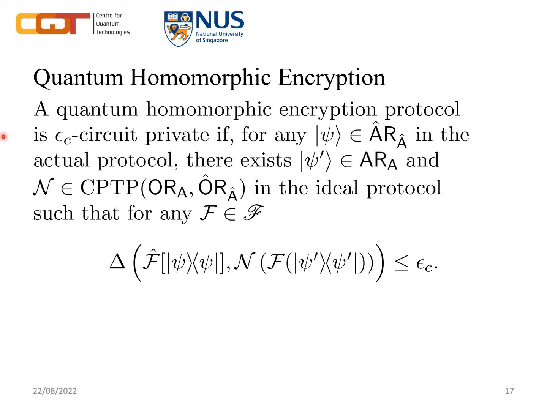Now, here is the formal definition of circuit privacy. A quantum homomorphic encryption protocol is epsilon c circuit private if, for any psi, which corresponds to Alice's corrupted message in the actual protocol, there exists psi prime, which corresponds to Alice's input in the ideal protocol, and N, which corresponds to Alice's simulation map in the ideal protocol, such that for any quantum channel F that Bob would like to apply, the trace distance between Alice's final state in the actual protocol and Alice's simulation state in the ideal protocol is bounded by epsilon c.